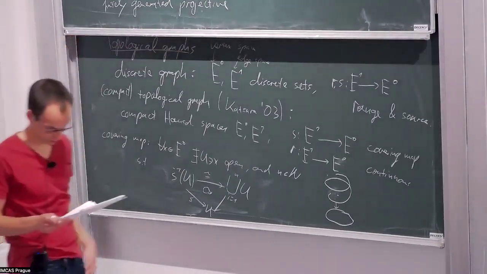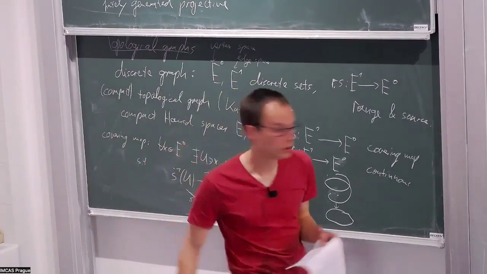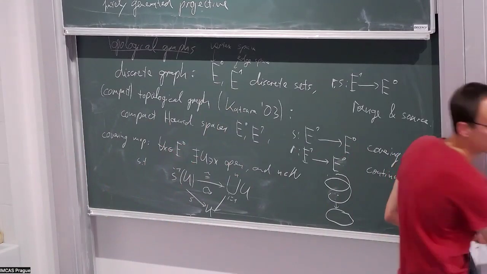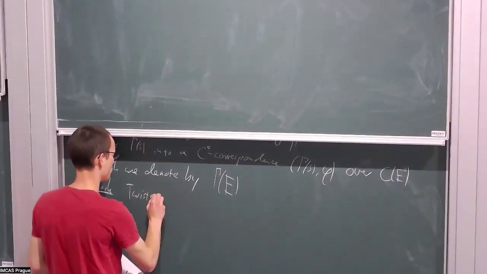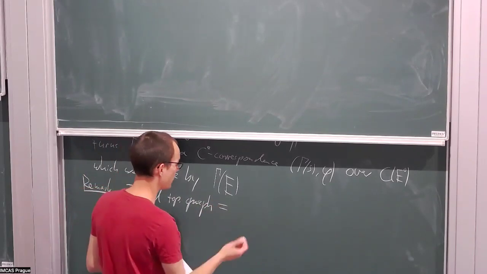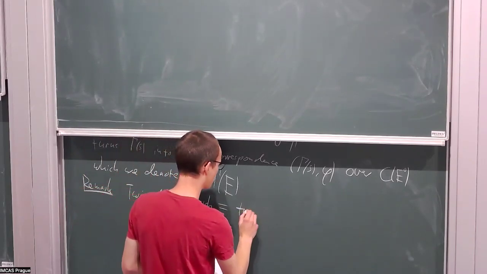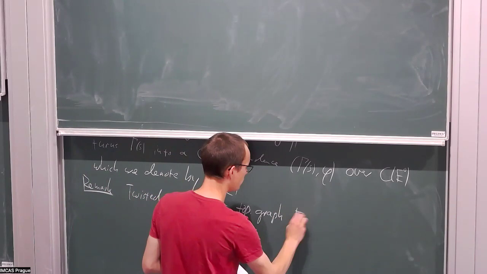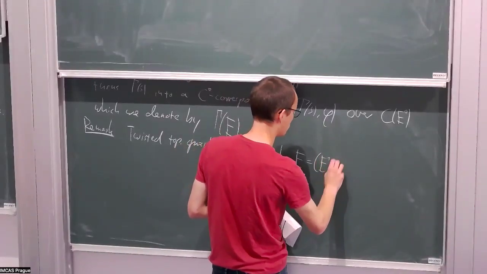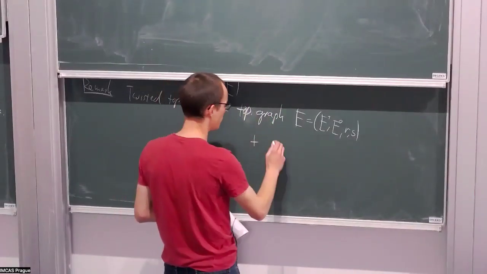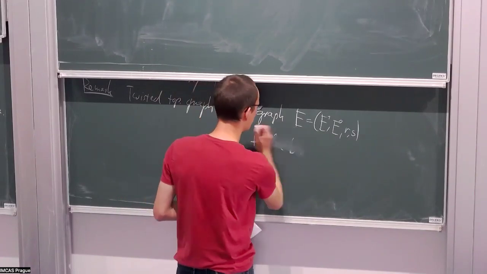And now as a remark, there is a slightly more general construction of twisted topological graphs. What is a twisted topological graph? It is a usual topological graph, let's say E, plus a line bundle, a complex line bundle.